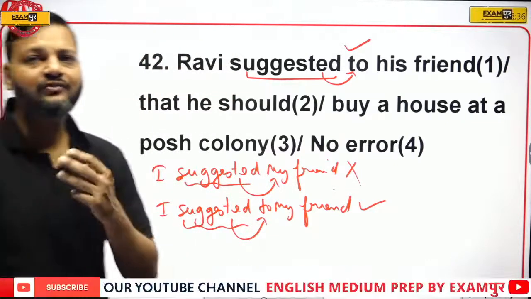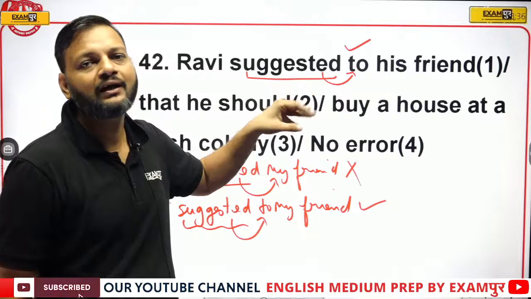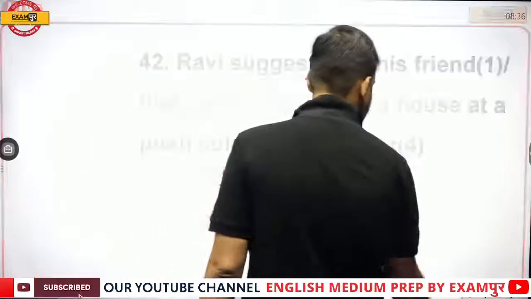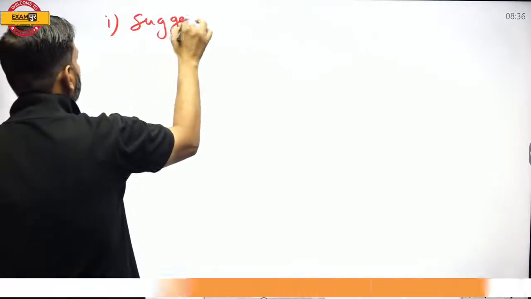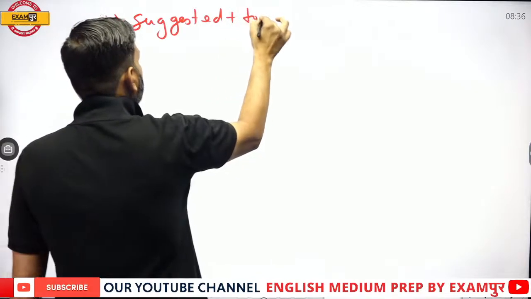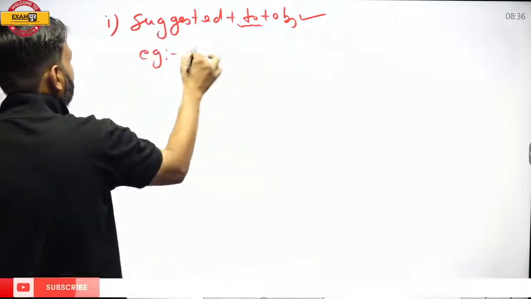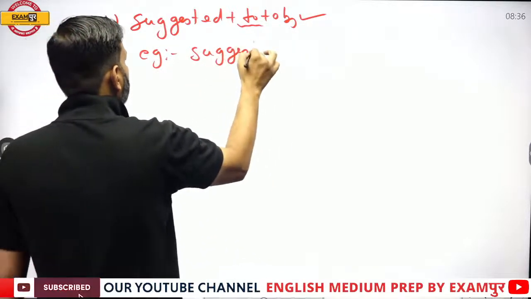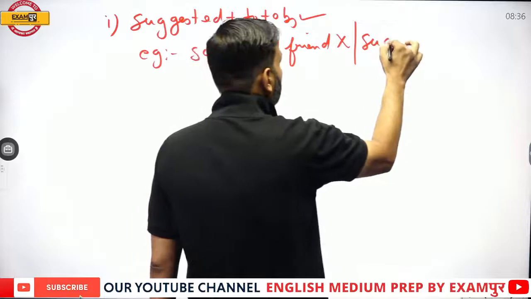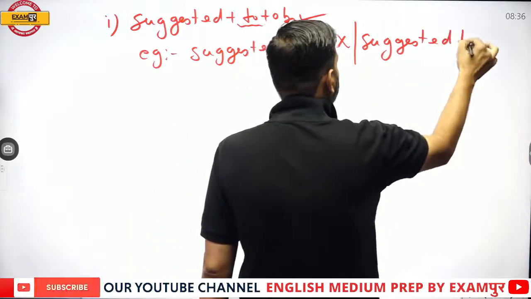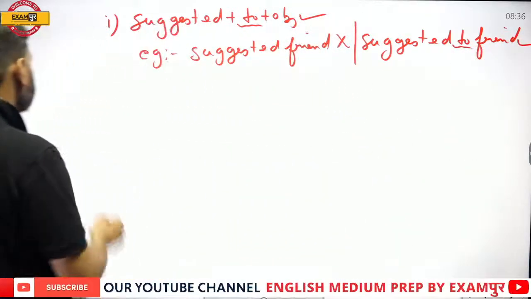So the word suggested is always followed by to. A few more things you need to understand about the word suggested, because this can be a possible question. The very first thing I told you is that suggested is always followed by to, then the object. For example, suggested friend is wrong, suggested to friend is right.